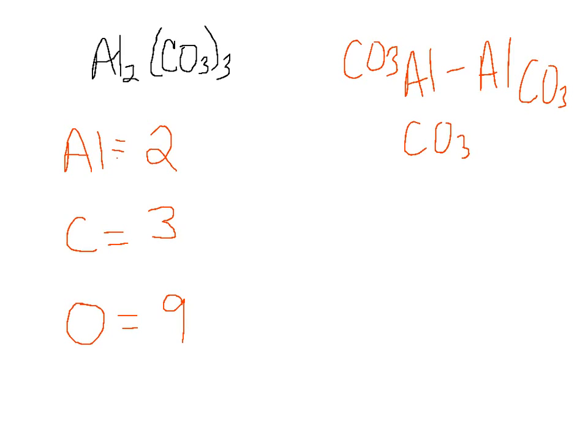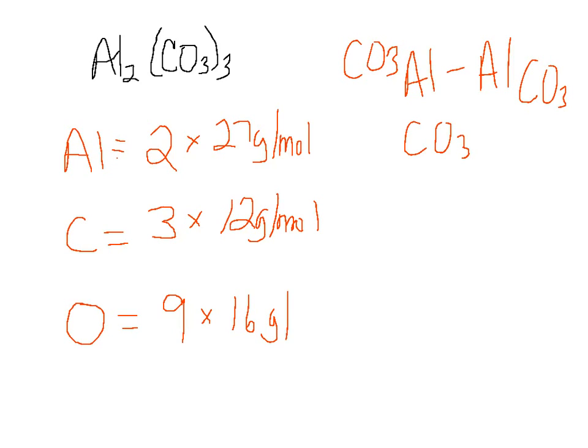Okay, so to figure out the molar mass of this compound, I need to know how much each of the elements weighs. So I look at my periodic table, and I know that aluminum weighs approximately 27 grams per mole, so I have 2 times 27. Carbon weighs approximately 12 grams per mole, and oxygen weighs approximately 16 grams per mole.